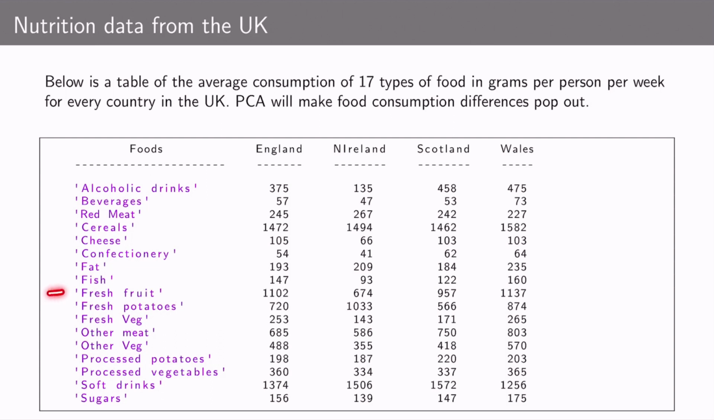Looking at the row for fresh fruit, I can see that Northern Ireland has a number which is now lower than that of the other countries. So it seems like I should be suspicious that Northern Ireland might be accounting for a large part of the variability across the countries. Let's use PCA to make this difference pop out.